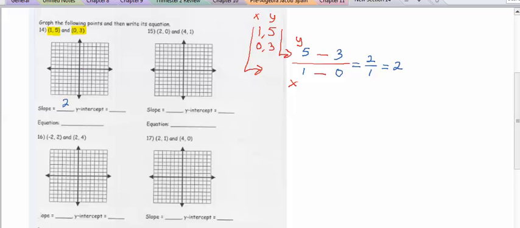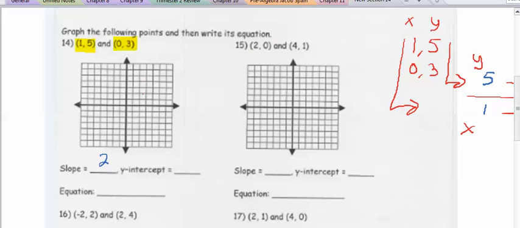I have 1 and 5, so over 1, up 5. Oops, I went over 1, up 5, and that was 4. This is too small a print. I may need to enlarge it, so I'm going to pause it for a minute and enlarge.